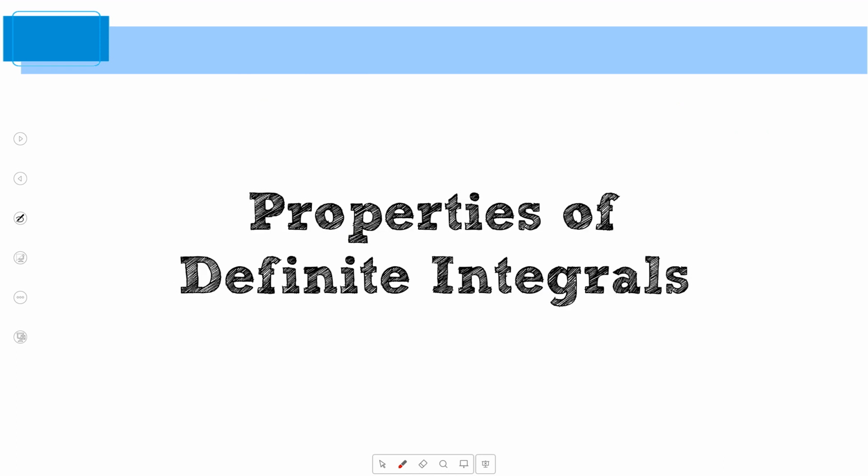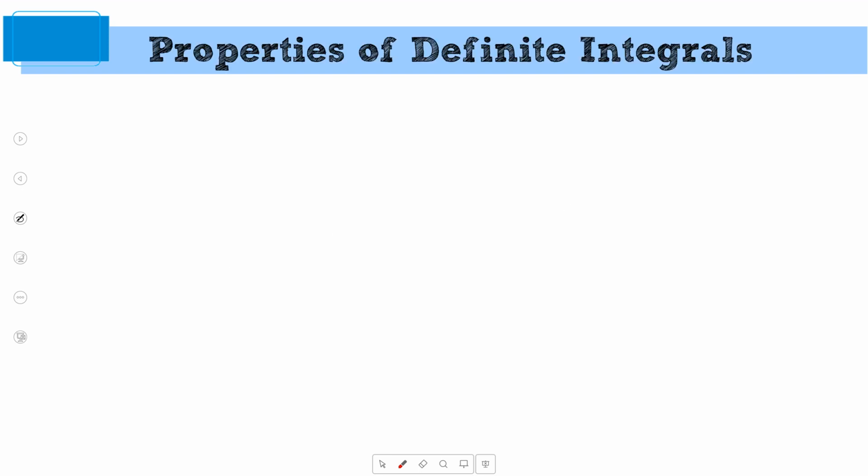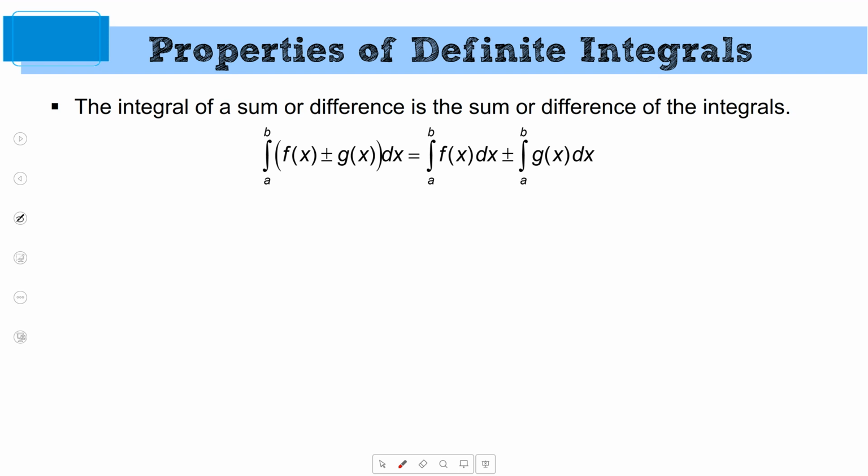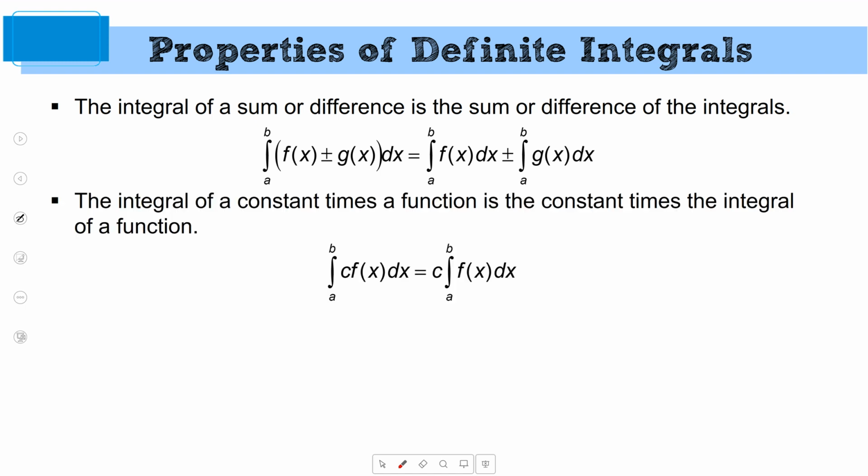Okay, so properties. These are similar to the properties we talked about when we took derivatives. For instance, the definite integral of a sum is the sum of the definite integrals. The integral of a difference is the difference of the integrals. If you have a constant, you can just move it out in front. I don't want to beat a dead horse here. I think you remember these from when we did derivatives.